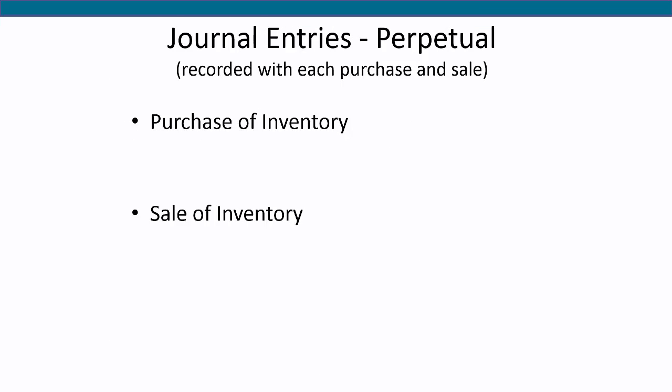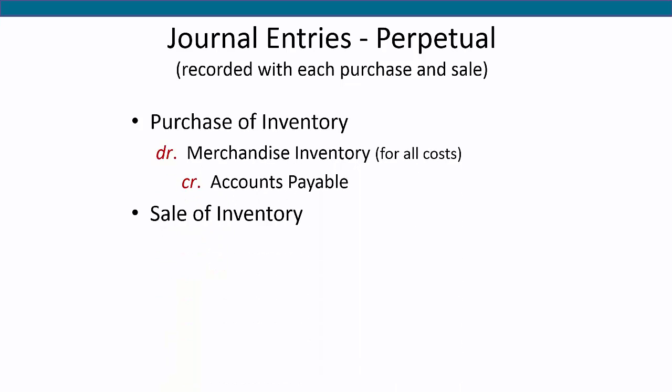As a reminder then, the journal entries we learned in Chapter 4 record the purchase and sale of inventory. Do you remember what they are? Hopefully, yes. They are shown on this slide.